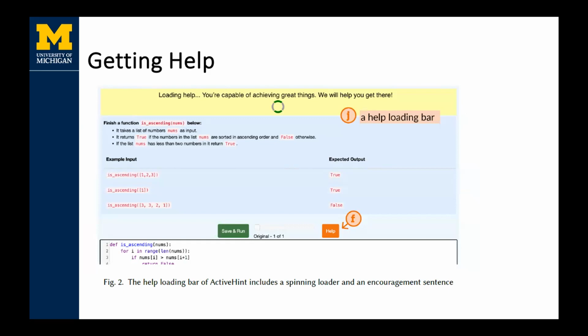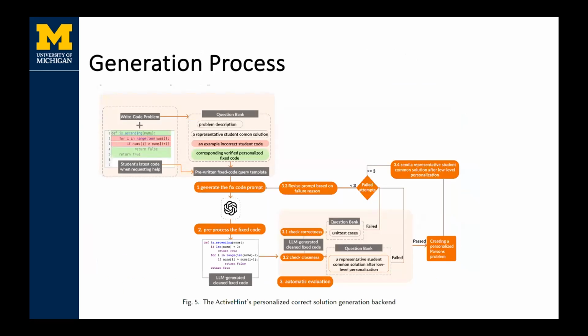So the generation process is we take your incorrect code. We also pass into the LLM the problem description, a representative student common solution, an example incorrect student code, and the corresponding verified personalized fixed code. And we get a pre-written fixed code query template to the LLM. We generate the fixed code prompt. We pre-process the fixed code.